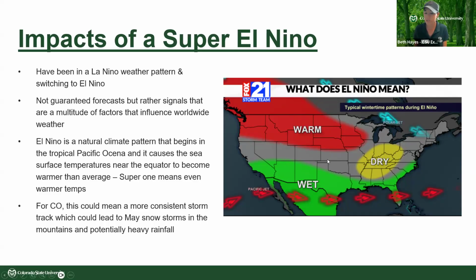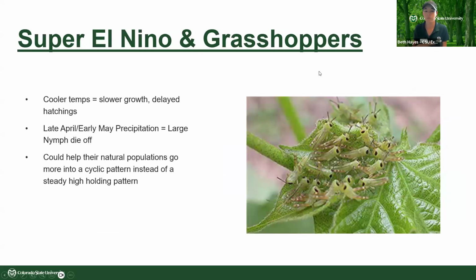So there's a good chance, they're saying, that we could see this. But this is a very complex system with a lot of factors to it, so it's hard for them to say exactly when we'd see that type of moisture or how much. So if we do get this awesome, super fantastic El Nino and grasshoppers, what does that mean?